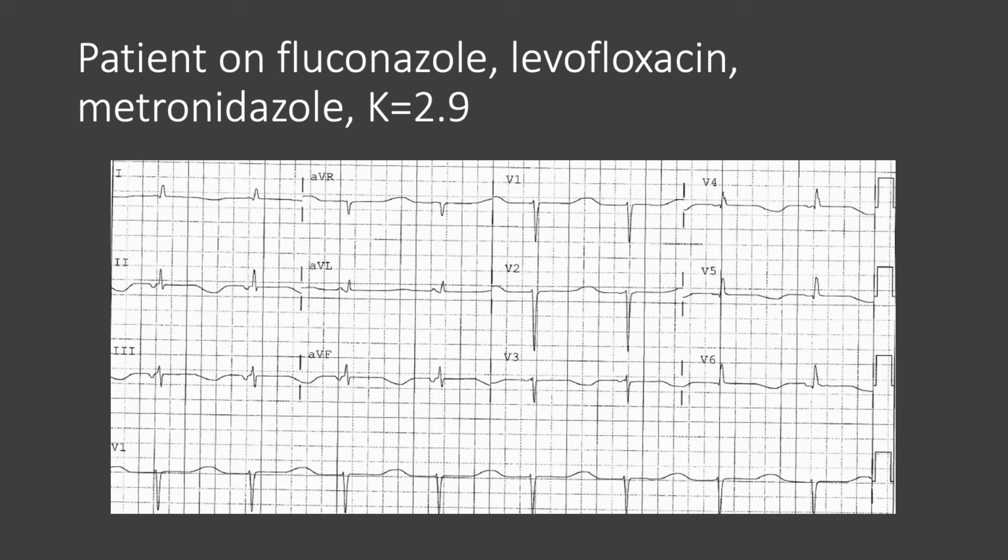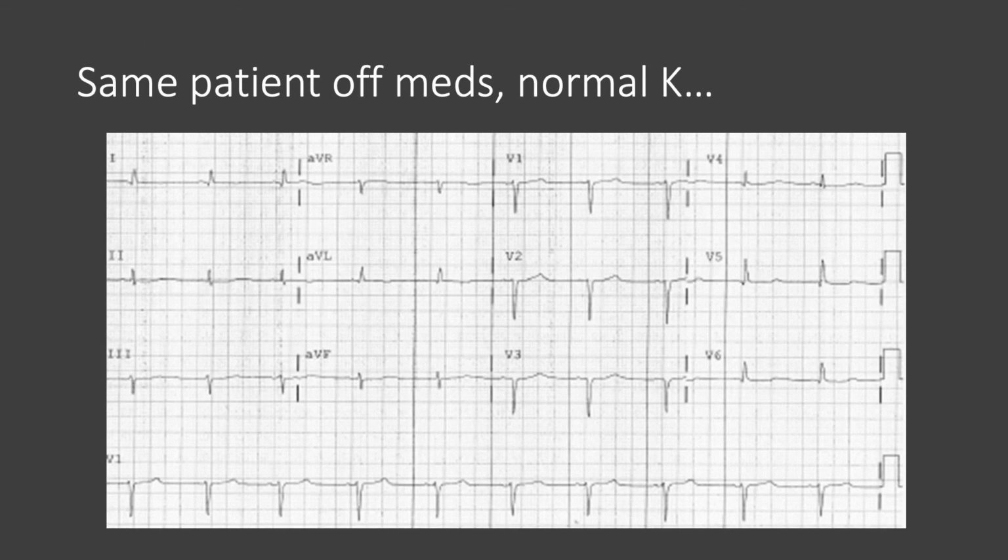This is another patient with acquired long QT syndrome who was taking fluconazole, levofloxacin, and metronidazole and had hypokalemia with a potassium of 2.9. This is the same patient off of those medicines with a corrected potassium. And you can see that also this patient's QT interval has normalized.